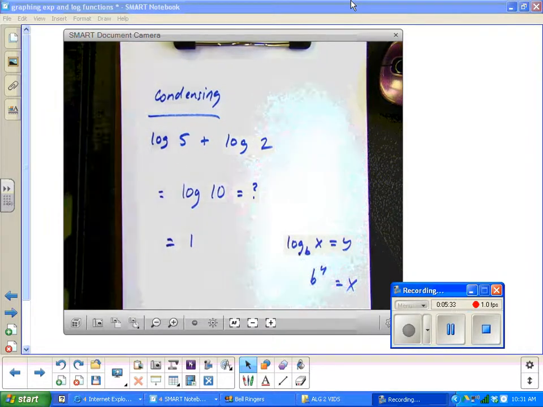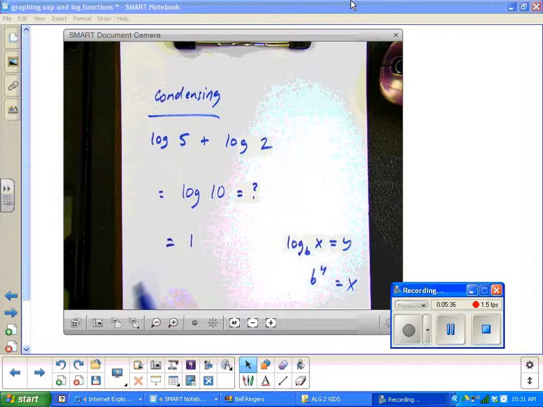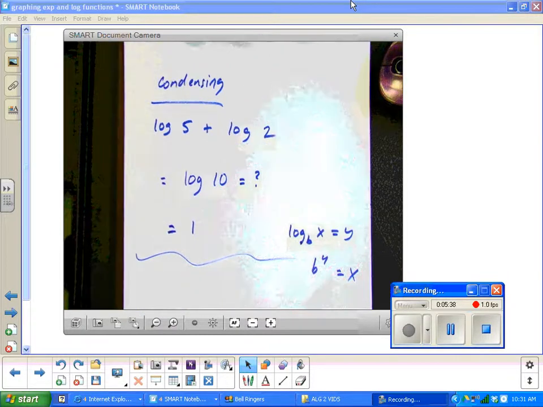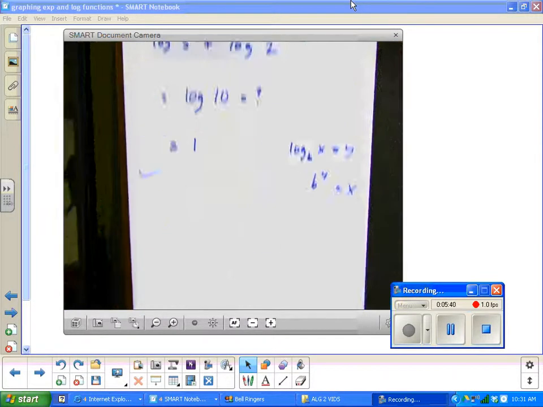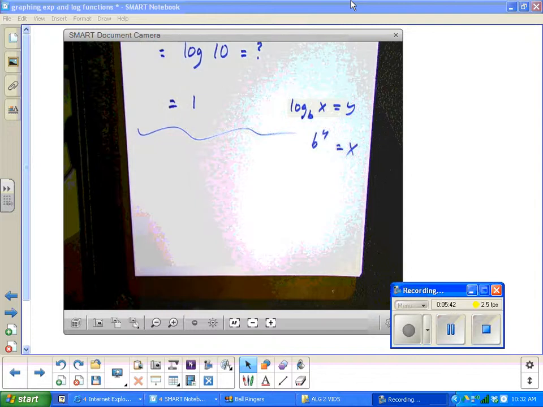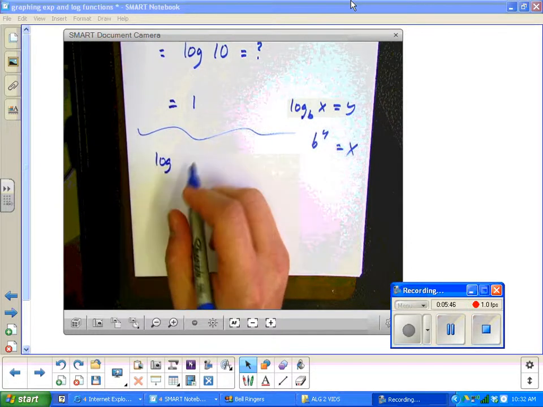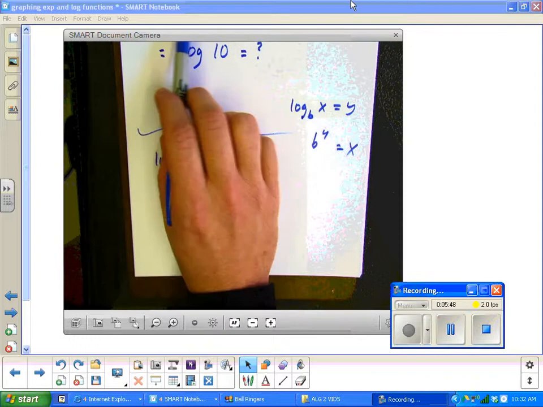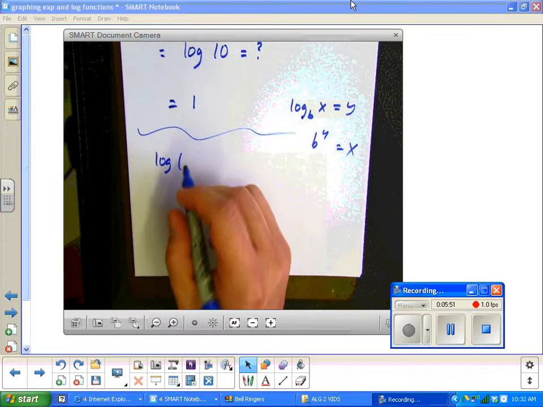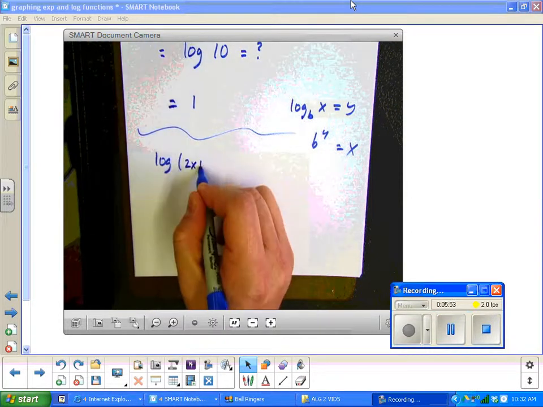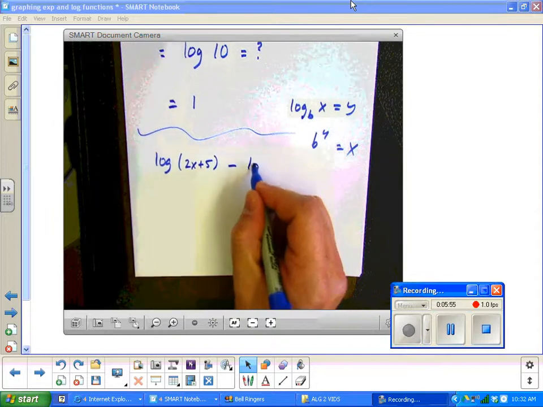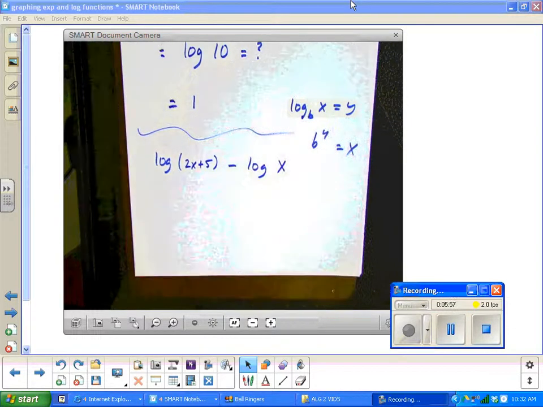Now, let's look at this one. That was kind of mean, but that's just the way it is. Let's do another example. This one we're not going to be able to evaluate, but we're going to use a different property this time. By the way, this is the product property. Let's do log of 2x plus 5 minus the log of x.